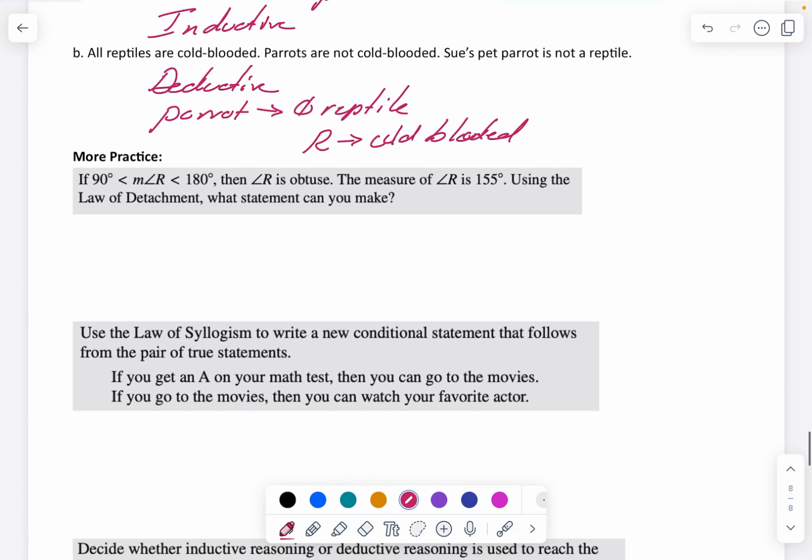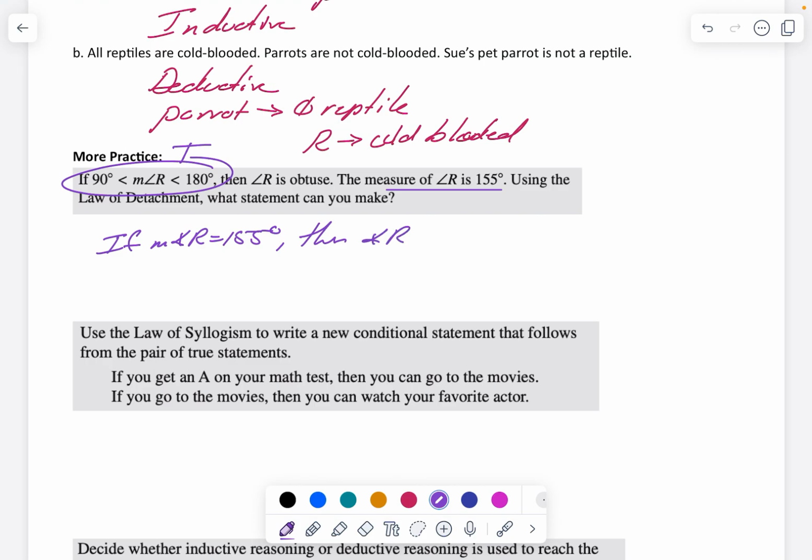Okay, so some more practice. If the measure of angle R is between 90 and 180, then R is obtuse. So the measure of R is 155. So if the measure of angle R equals 155, so we have this, right? That's true. So then we can say then angle R is obtuse. And this is, yes, that law of detachment.